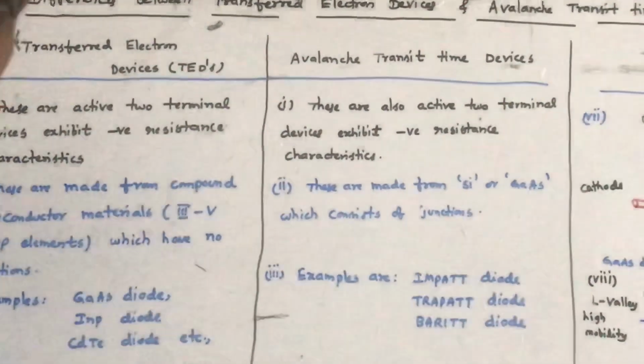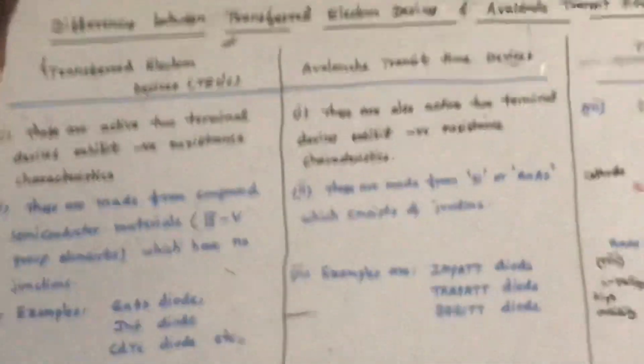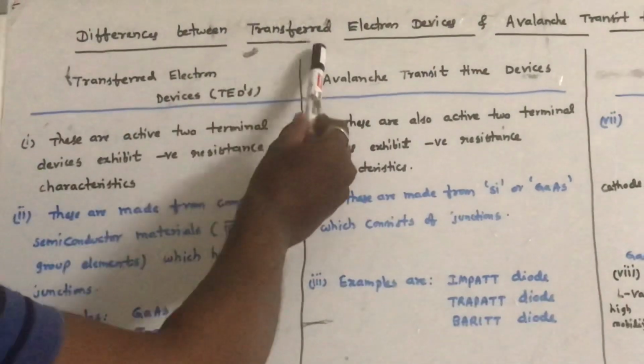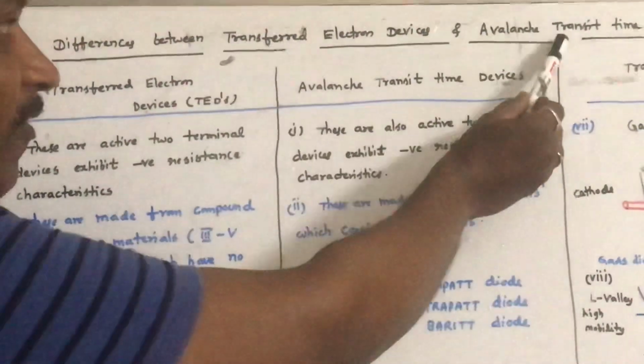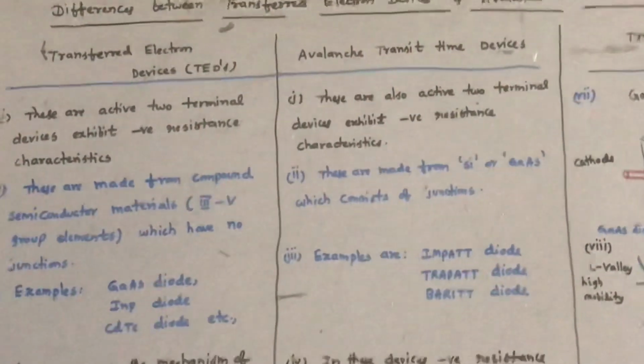Hi, welcome to the series of video lectures on microwave engineering. Today we will discuss the difference between transferred electron devices and avalanche transit time devices.